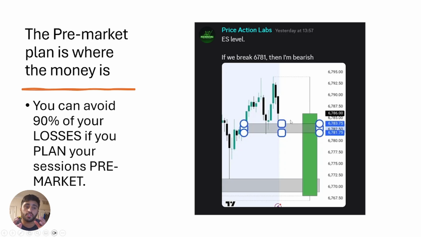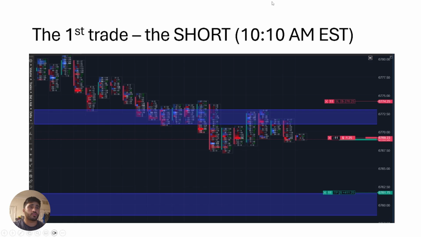I want to look for a short, which I didn't actually take, but we're going to be breaking down the trades I took. This was the first trade I took at 10 a.m. Eastern, so I'm just going to break down this trade. My entry was at 67.69, stop just above this level at 67.74, and I was targeting roughly a 1.5, 1.6, 1.8 R risk to reward.